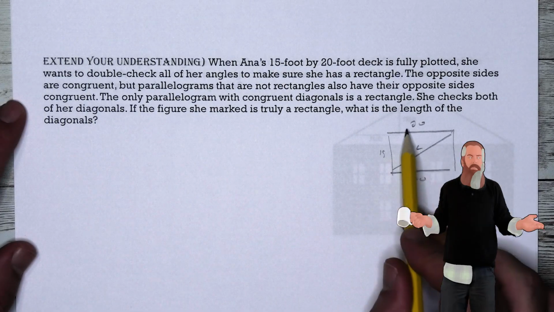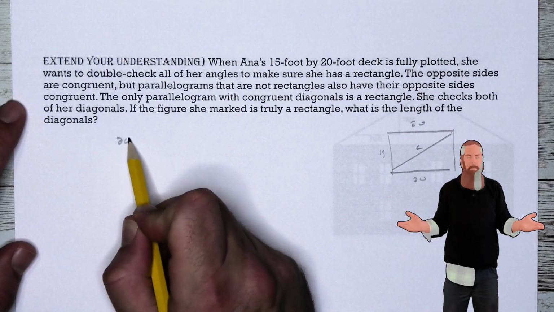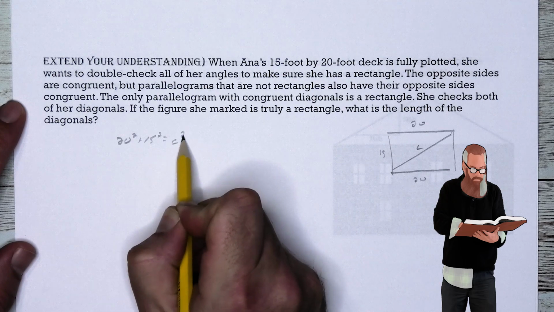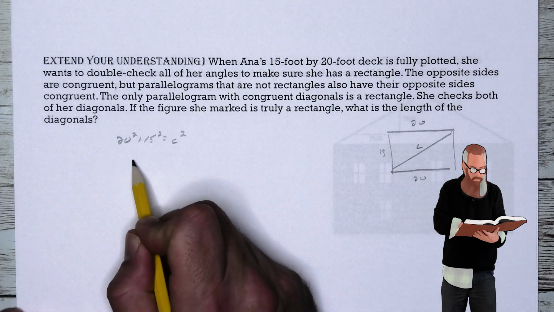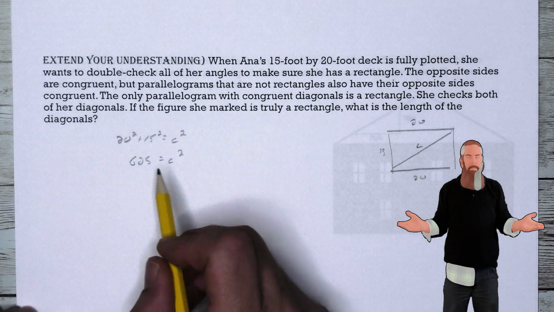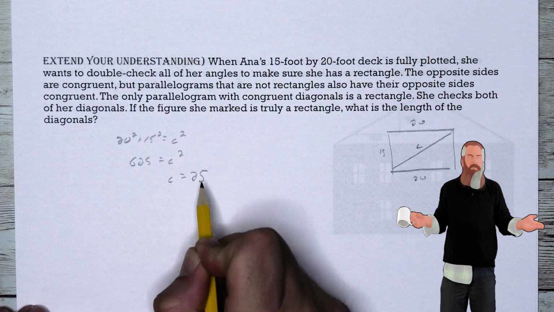So we know we have a rectangle with 20 by 15, or at least this is what we're going after. So we can say 20 squared plus 15 squared will equal c squared. This will give us 625 is equal to c squared. If we take the square root of 625, we find that c is 25 feet.